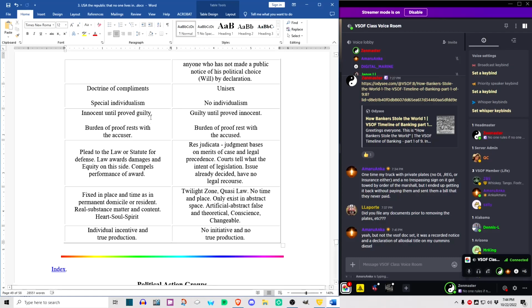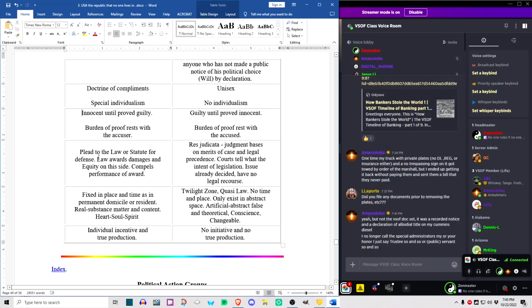We're doing it far better than anybody else is, I can guarantee you that. Because there's so many more things that we do from understanding how the system works and understanding what they're doing in their side of the system over here that we can beat them over the head with endlessly to get out of that jurisdiction. So over here, plead to the law or statute for defense. Law awards damages and equity on this side, compels performance of award. Over here, res judicata, judgments based on merits of case and legal precedents. Courts tell what the intent of the legislation is.